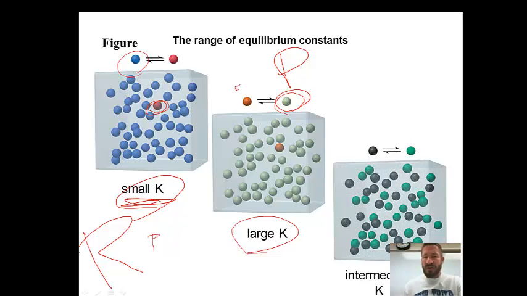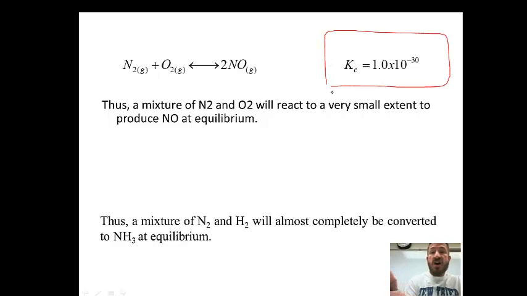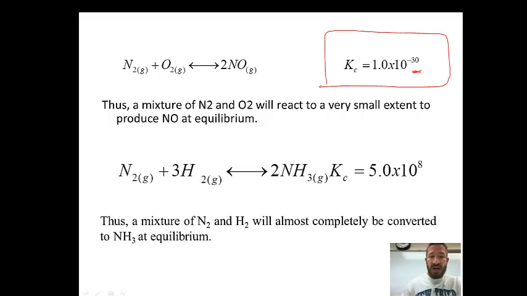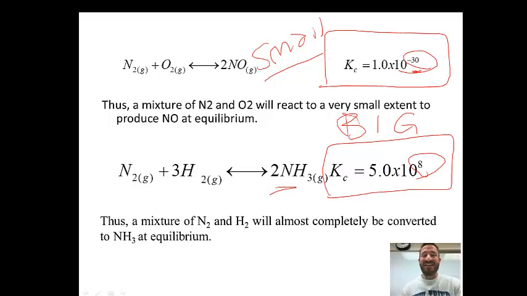Let's look at a couple of examples here. So we've got these two reactions. This is nitrogen and oxygen forming nitrogen monoxide. Notice this is a very small number. So that would be an example of a small K, 10 to the minus 30th. Then you look at the other reaction where you have nitrogen and hydrogen forming ammonia. This is a big number. So this is our example of a big K. Small K is indicated by the negative 30, big K indicated by the 10 to the 8th.